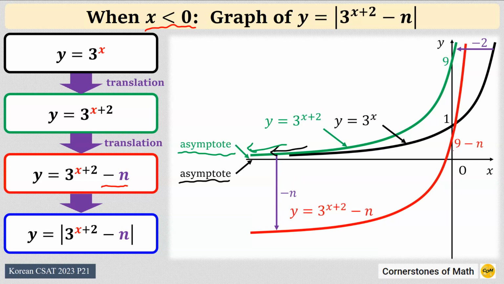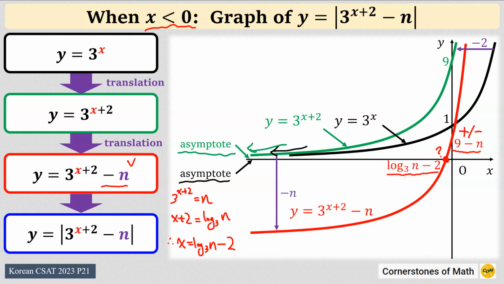You can see that the y-intercept has become 9 minus n, which can be either positive or negative depending on the value of n. Moreover, now the graph intersects with the x-axis as well, so what is the coordinate of the x-intercept? Well, by letting this equal 0, we have 3 to the power of x plus 2 equals n, therefore x plus 2 equals log base 3 of n, therefore x equals log base 3 of n minus 2. Therefore, this x-intercept is log base 3 of n minus 2, which also can be positive or negative depending on the value of n.